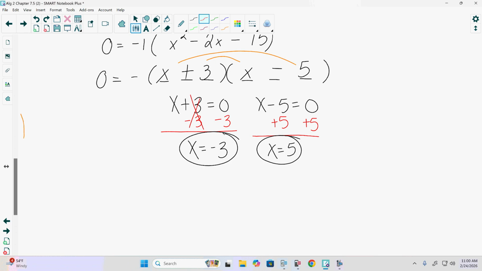But because negative 3 is one of our restrictions, we have to throw it out. It is an extraneous solution. It does not work, because it would make one of the denominators be 0.